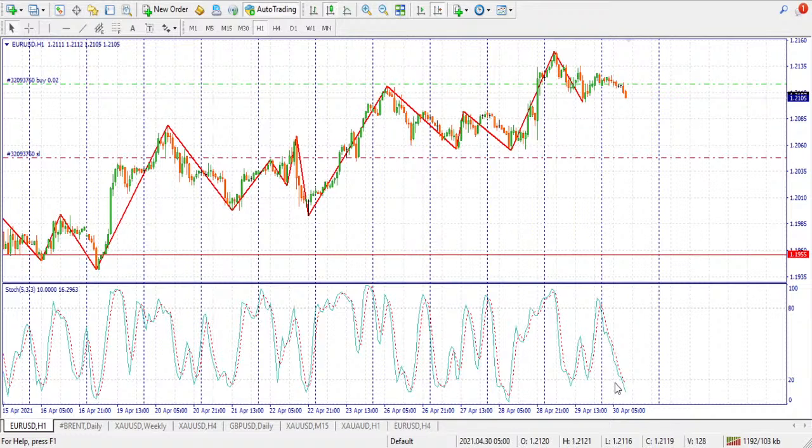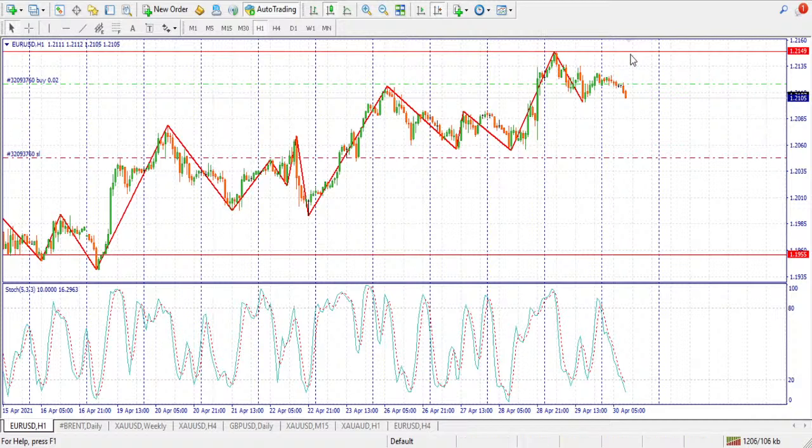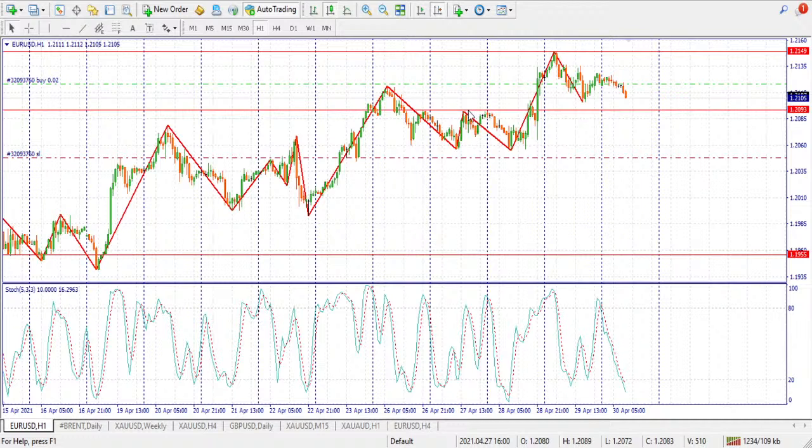The stochastic is below 20, but wait for price to go beyond this high. If the price hits this high, 1.2149, while the stochastic is below 20, then that will give us a correct place to look for a buy. As you can see, that has not happened just yet. We are seeing some downward movement, but we do have a level here which will act as a good place to buy from. The other place is this one. If the price gets to this level while the stochastic is below 20, then this would be another good place to look for a buy from.